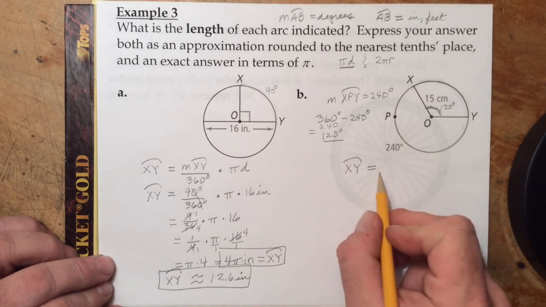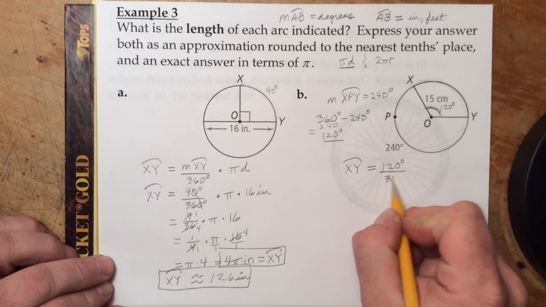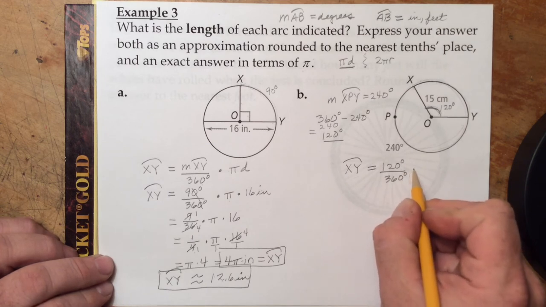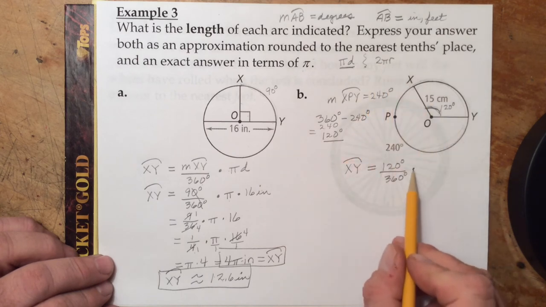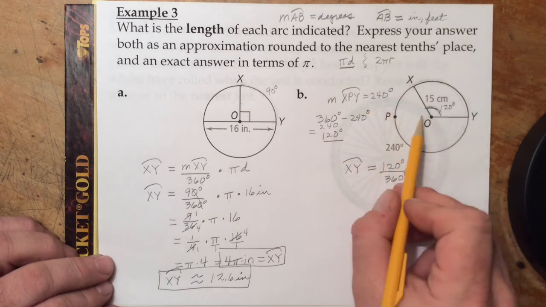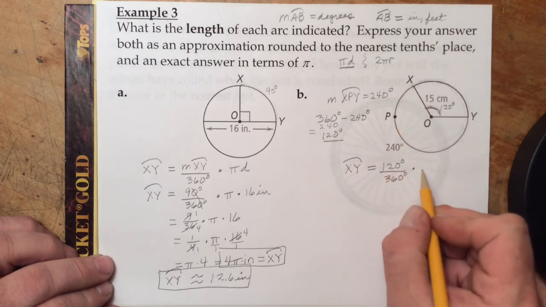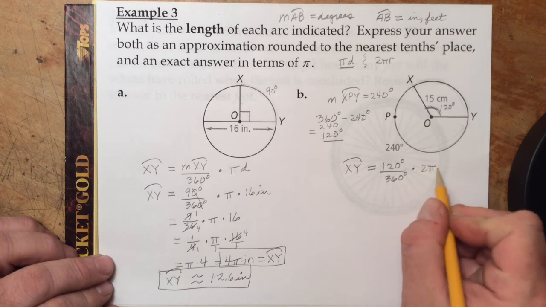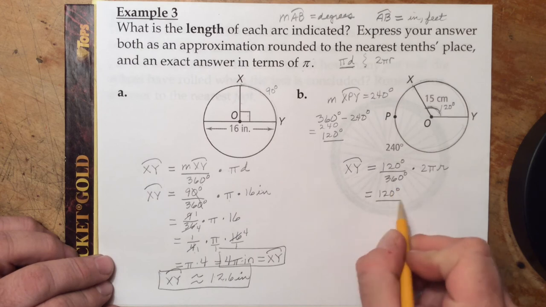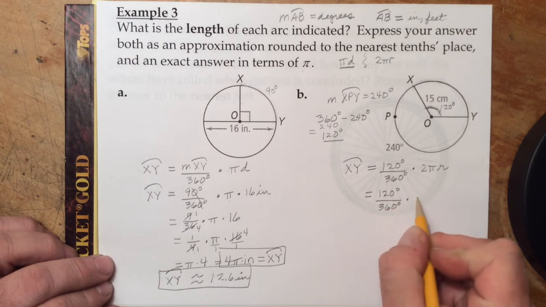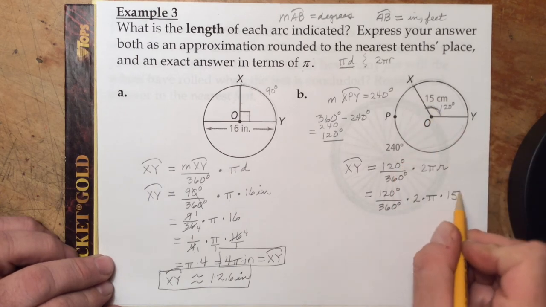So back to our formula, this is 120 degrees over the whole circle's measure, 360 degrees, times, this time it's more convenient to use 2 pi r for our circumference part of the formula, because we don't have a diameter, all we have is a radius. From O to X is 15. So this would be 2 pi r, and so we have 120 degrees over 360 degrees times 2 times pi times the radius, which is 15.